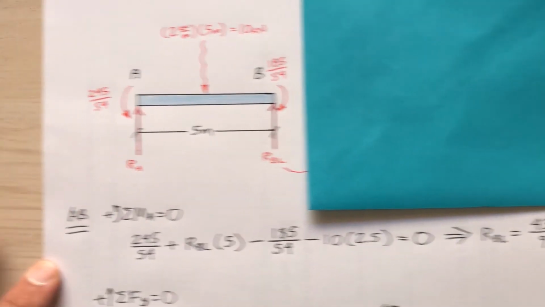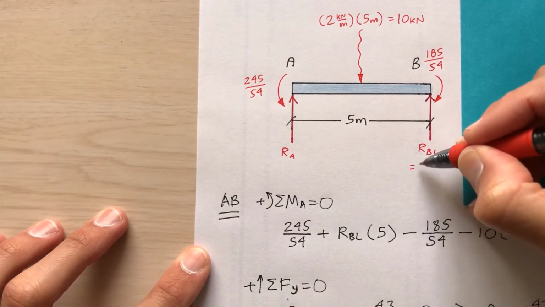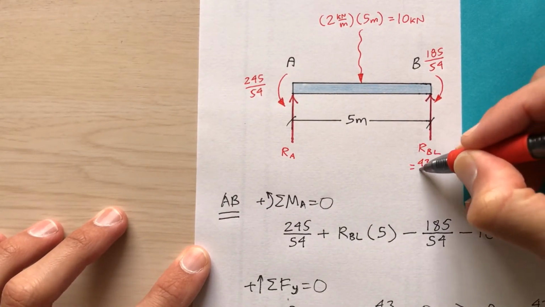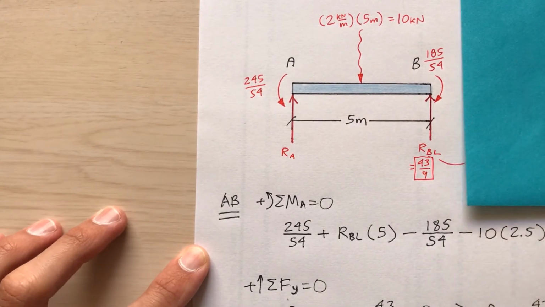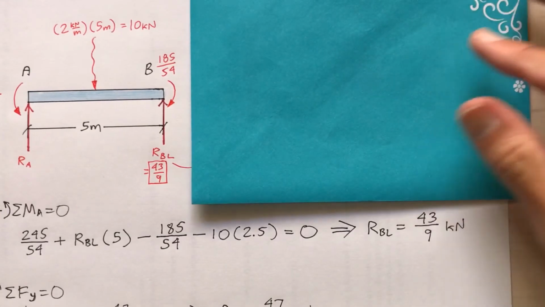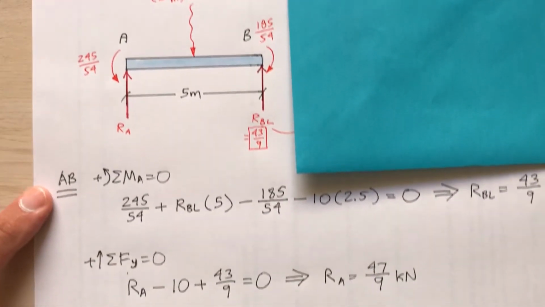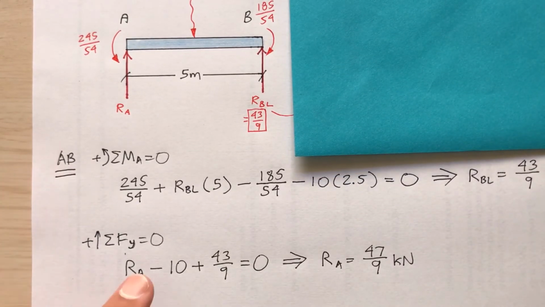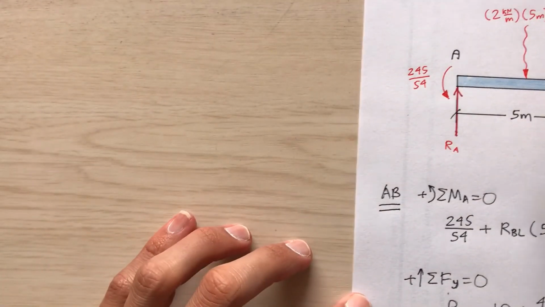So where does that go? 43/9, I think I'll put that on here. So this is 43/9, and then put a box around it so that whoever is looking at it realizes that you had to come up with that later. So now I can find what R sub A is by taking equilibrium in the y direction. So R sub A, trying to find that, minus the 10, that's the resultant of that distributed load, plus the 43/9 that I just found. R sub A, 47/9. So this will be 47/9.